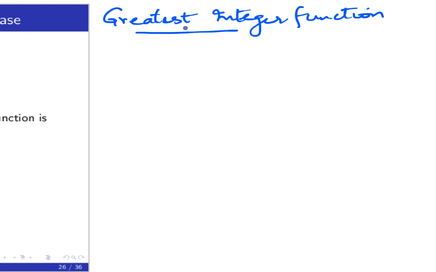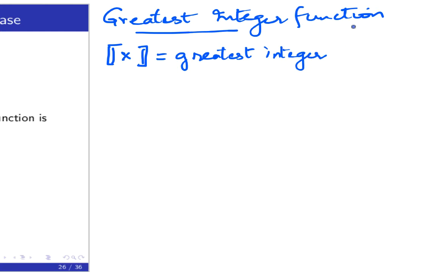So before we go, as I said, let's talk about what's the greatest integer function. First of all, the notation is given like this. The greatest integer function means it is the integer, of all the integers, that is the greatest integer less than or equal to x. Less than or equal to x. So let's do some math here with examples.